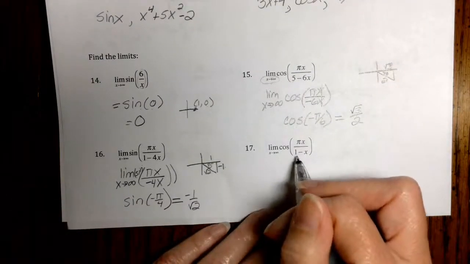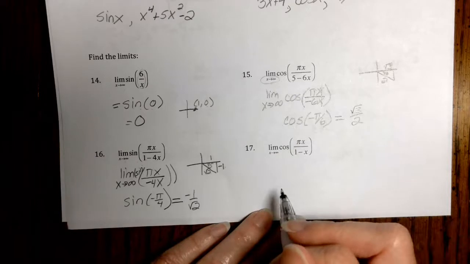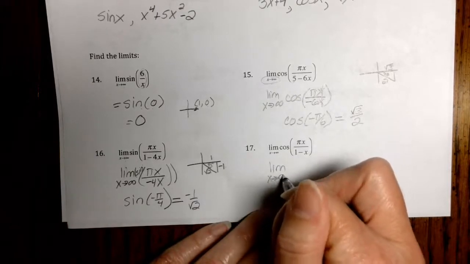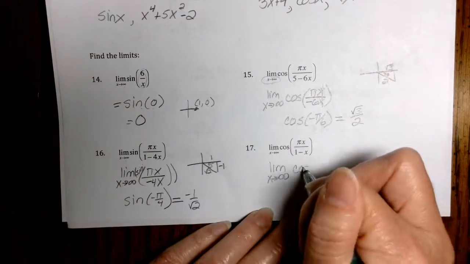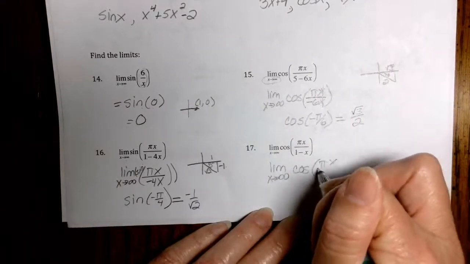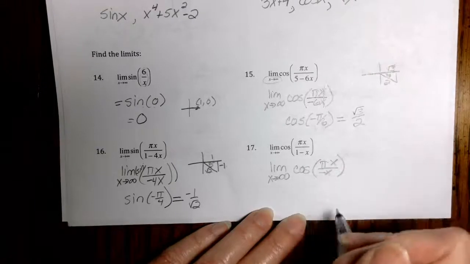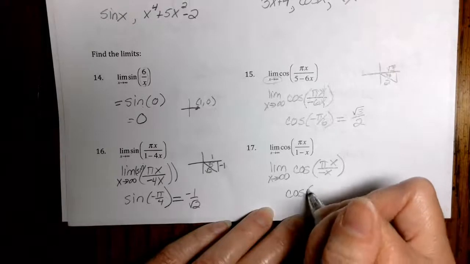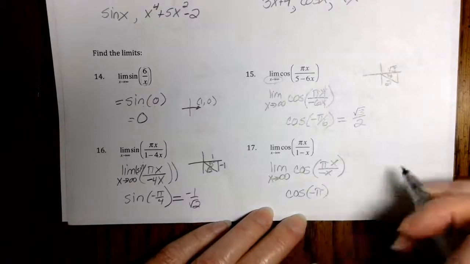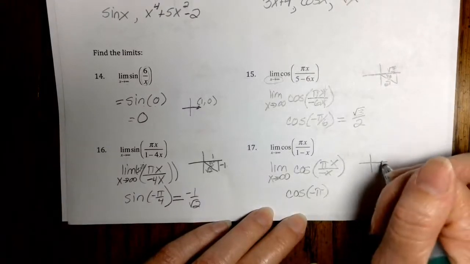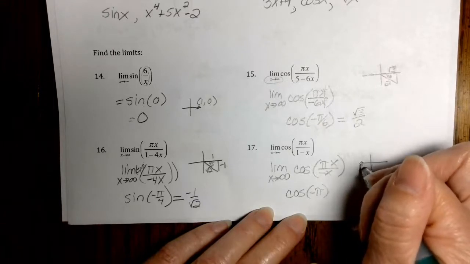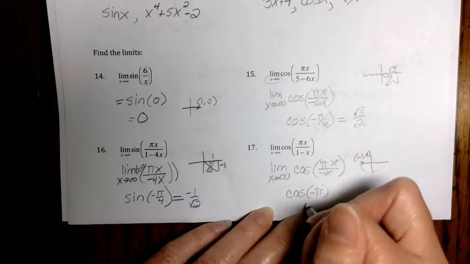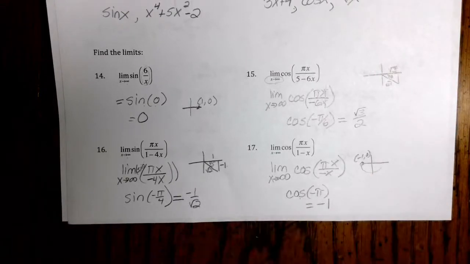I would pause the video and try the last one and then restart it. The limit as x approaches infinity, cosine pi x over negative x. Those are the terms that matter. When I reduce, I'm looking at evaluating the cosine at negative pi. Negative goes this way. To pi, I land here. Negative 1, 0. Cosine is the x value. This goes to negative 1.